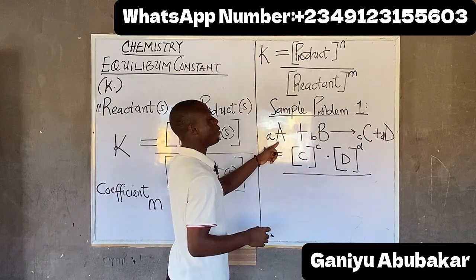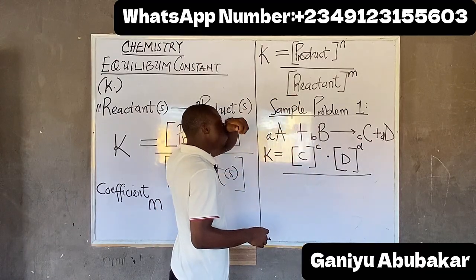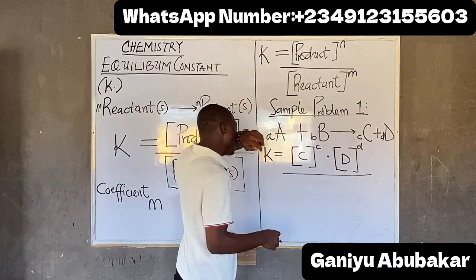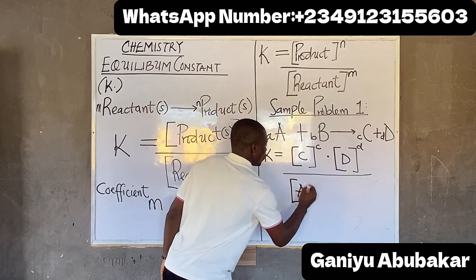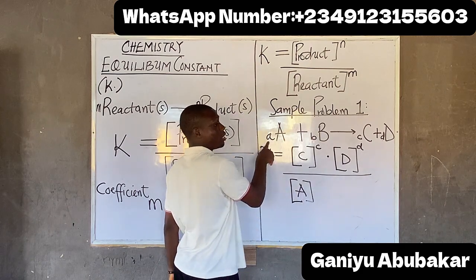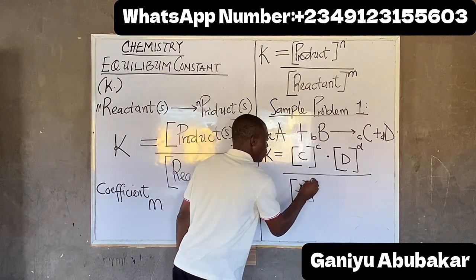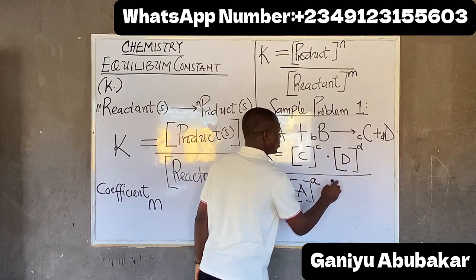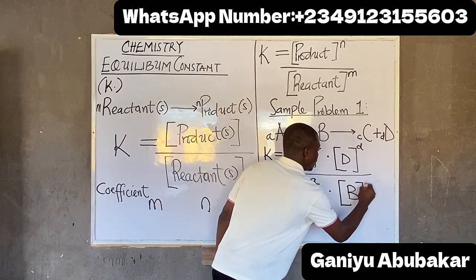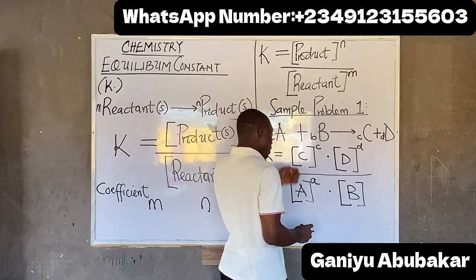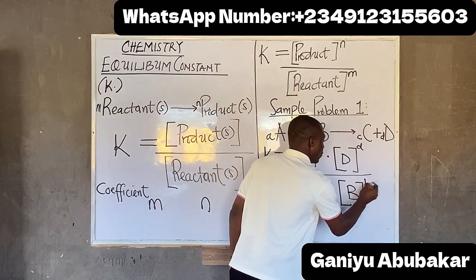In this case here, my reactant is 2, right? 1 and 1. So I need to separate them. The first one gives the concentration of A, and this is my coefficient here, which comes up here. Dot. Of course, I'm having B, the concentration of B, and I have my small b up here.